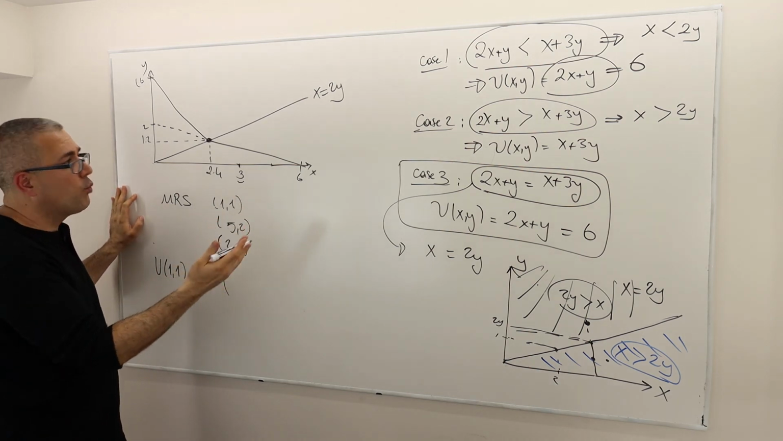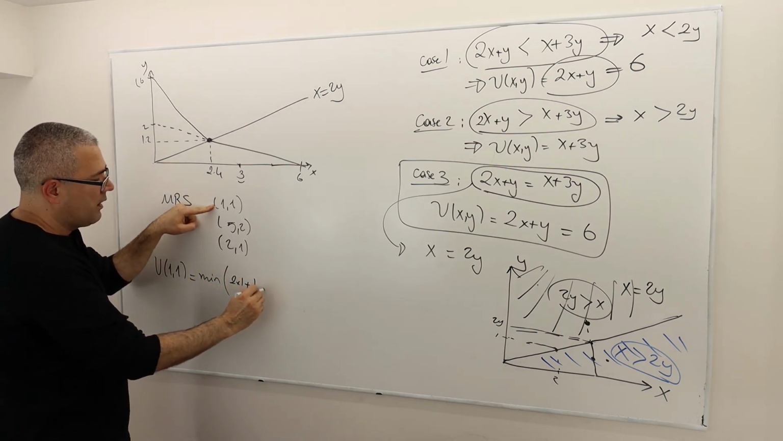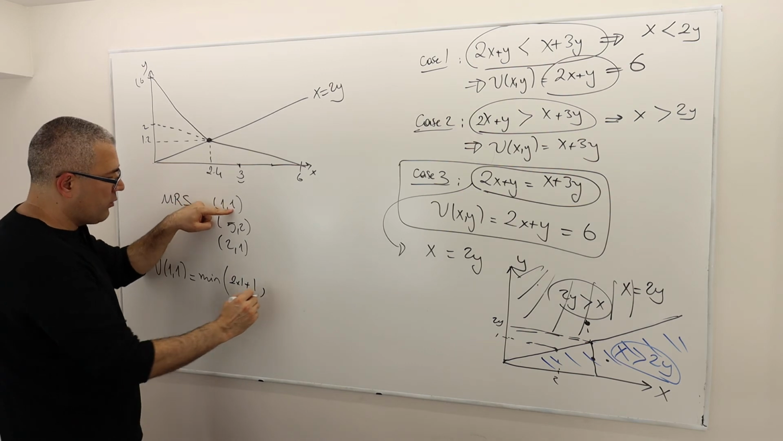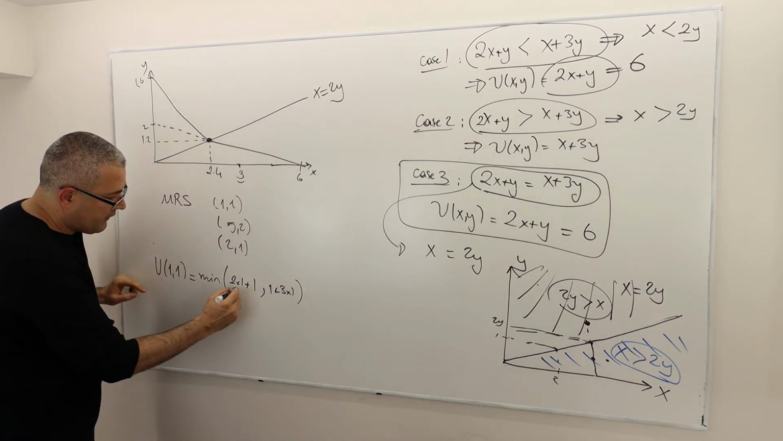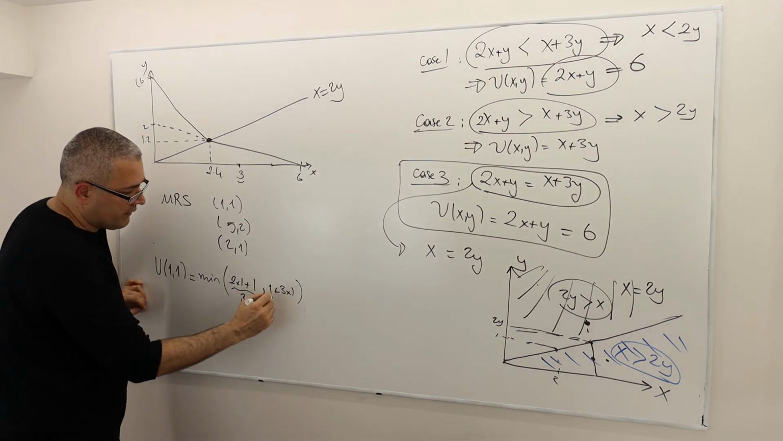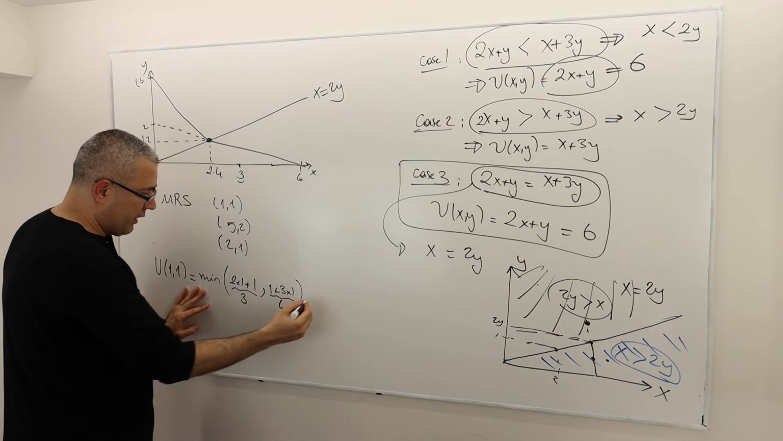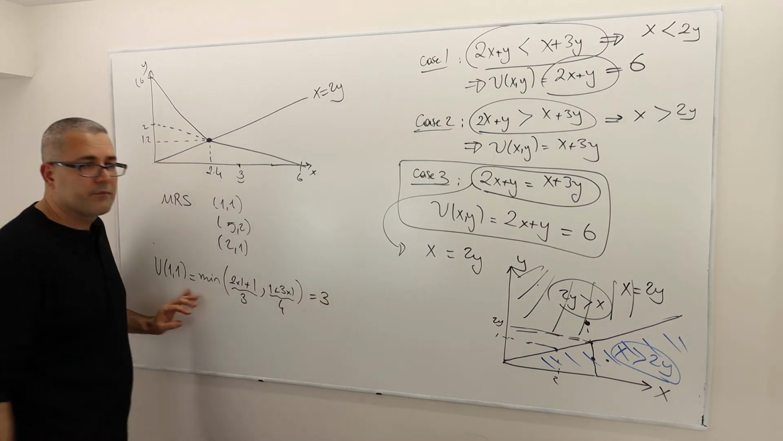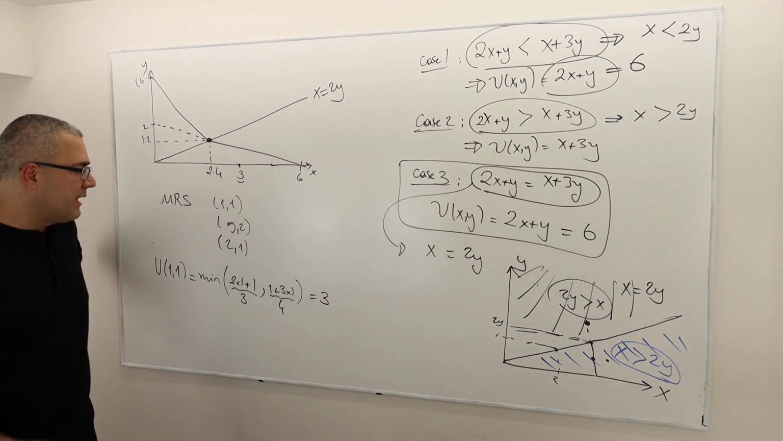Remember 2x plus y, so it's 2 times 1 plus y, comma, x plus 3y. So 1 plus 3 times 1. So this is 2 plus 1, 3. This is 1 plus 3, 4. The minimum of these 2 is equal to 3. Agree? Okay. What does that mean?